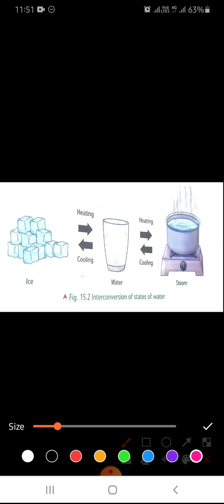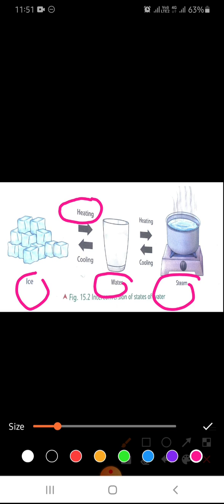Now in this photograph you can see that ice is the solid form, water is the liquid form, and steam is the gaseous form. So from here you can see, when we heat ice, we will get water, means solid to liquid form on heating.